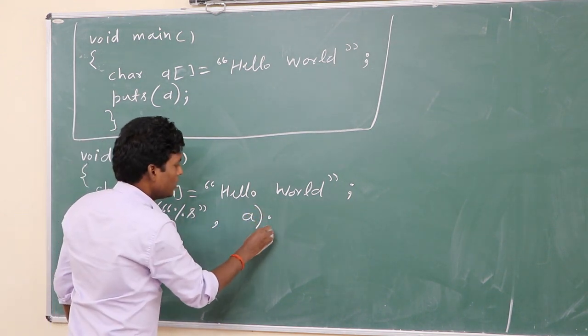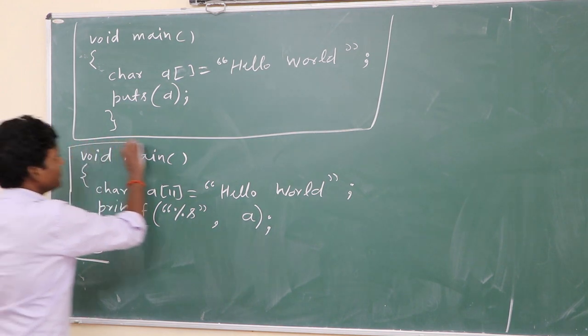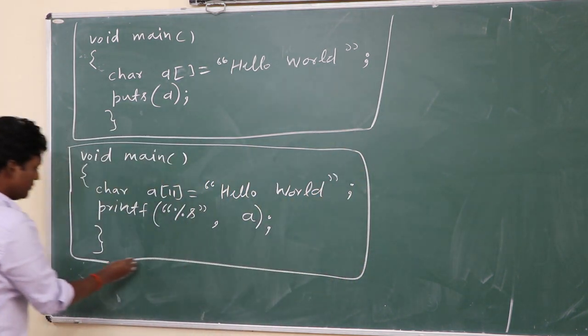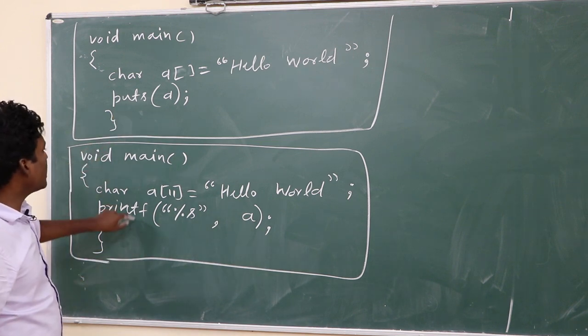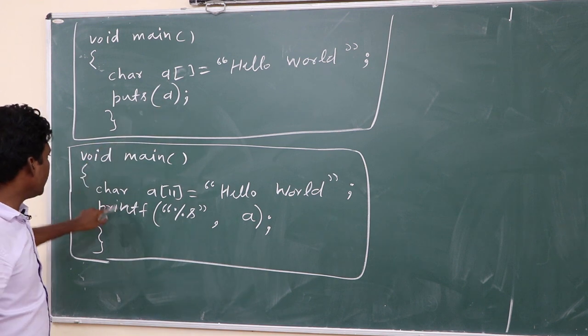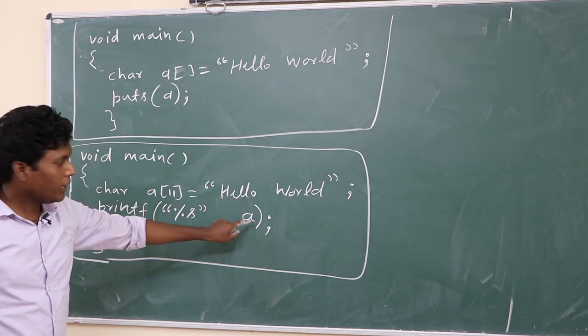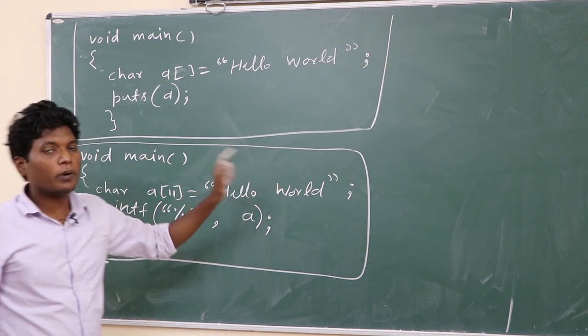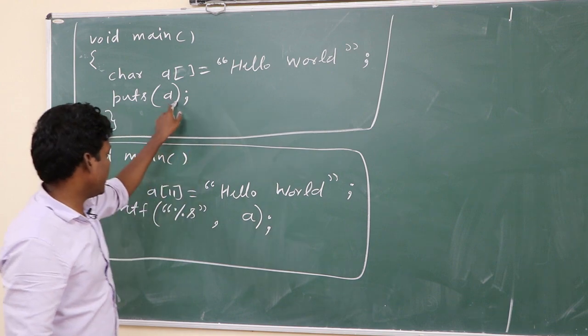and this is closed here. Okay class, both are same. Here you use puts to print string a, here you use printf to print string a. Okay, and a string has hello world, so hello world is printed here, hello world is also printed here.